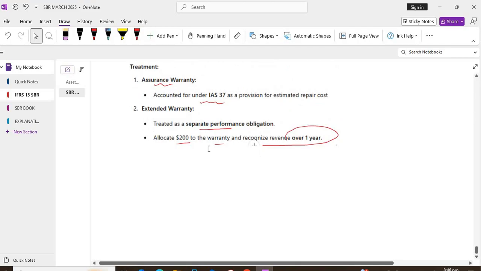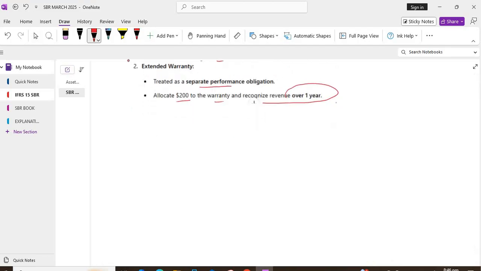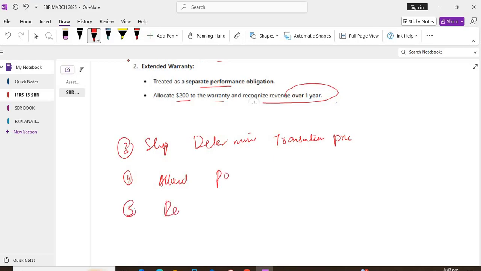So we have just done the first two steps of IFRS 15. Inshallah, we will continue in the next lecture with the third step, which is to determine the transaction price. And once you determine the transaction price, then in the fourth step we will allocate the transaction price to the performance obligations, and at the last step we will recognize the revenue. Okay, thank you for watching.